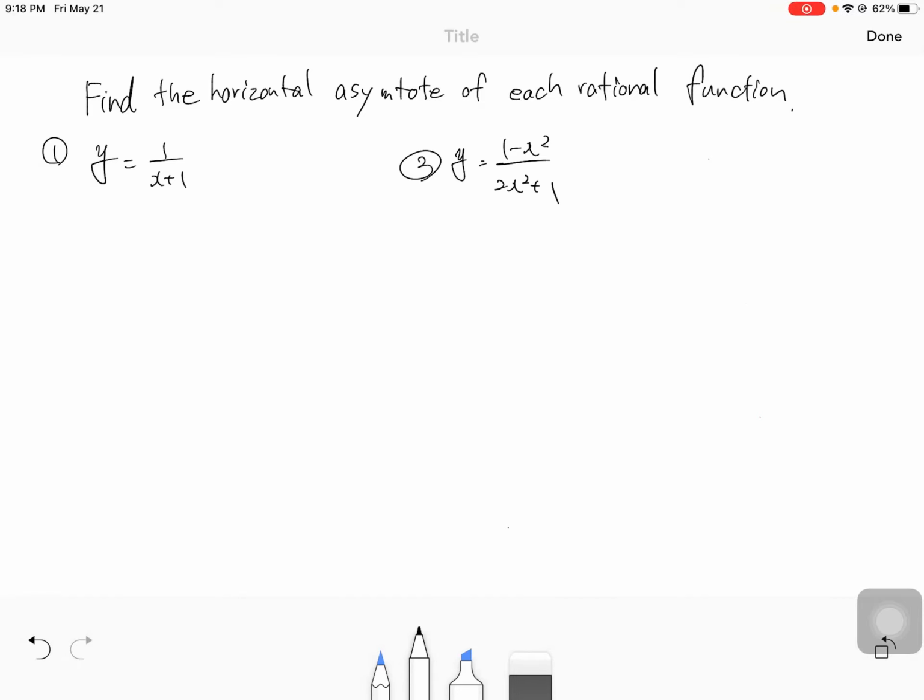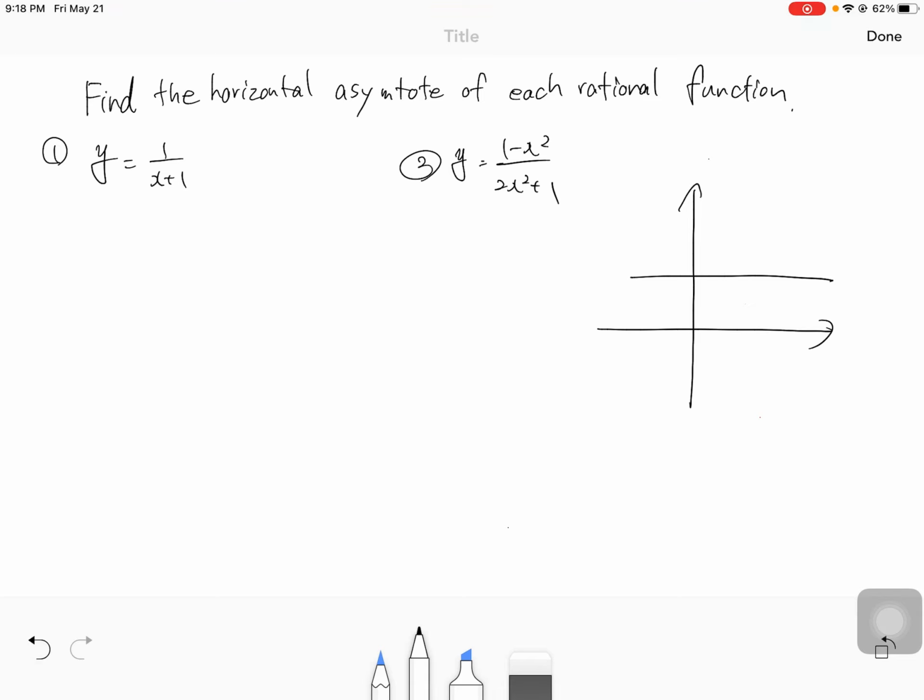Today I'm here to explain about this question. Find the horizontal asymptote of each rational function. So first of all, you have to know the word horizontal asymptote. I've explained about it before, but let me explain about it again. An asymptote is the line which the graph is getting close to but never touches or crosses.